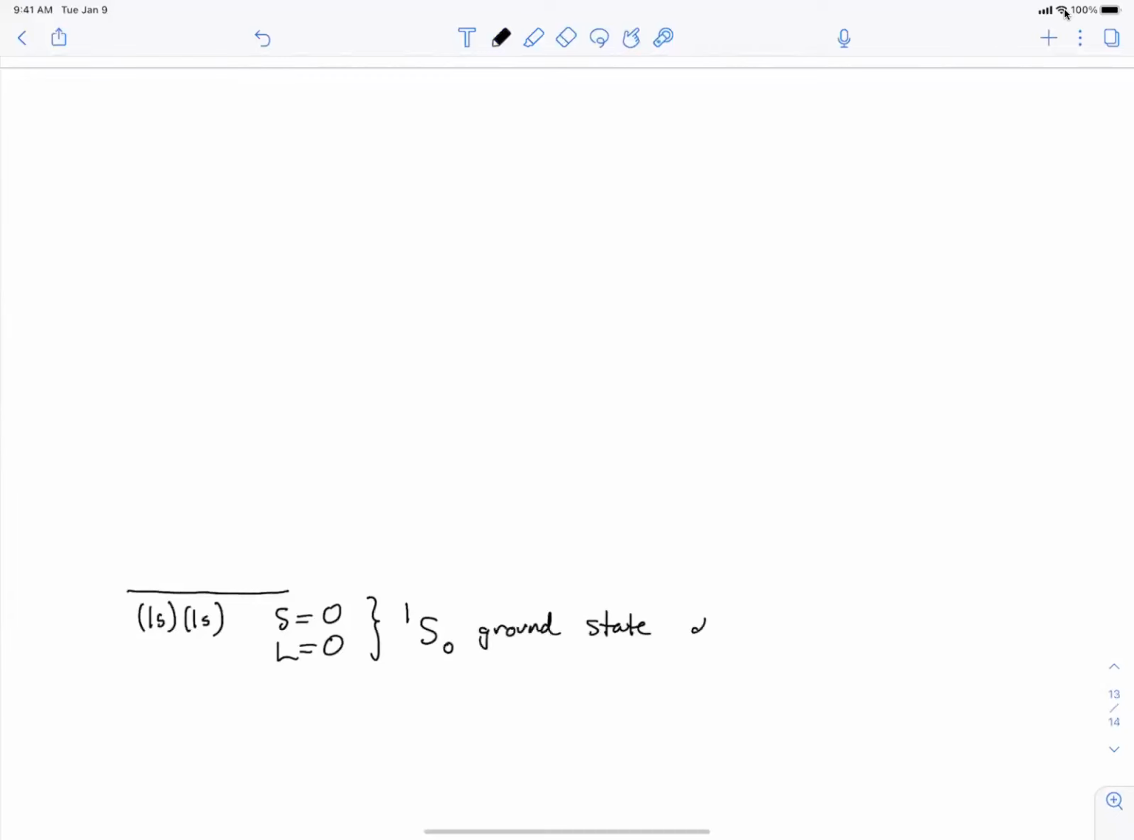And this is what we've done before twice. And this is at negative 79.01 electron volts, which we got within 1 or 2% of. That's the ground state, and it's a para state, parahelium.